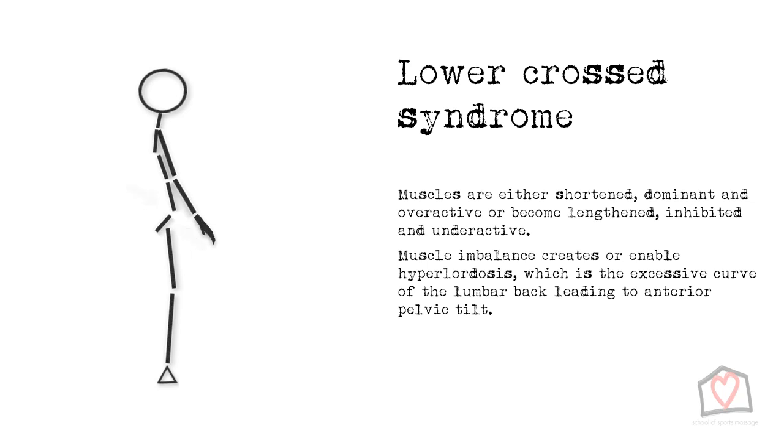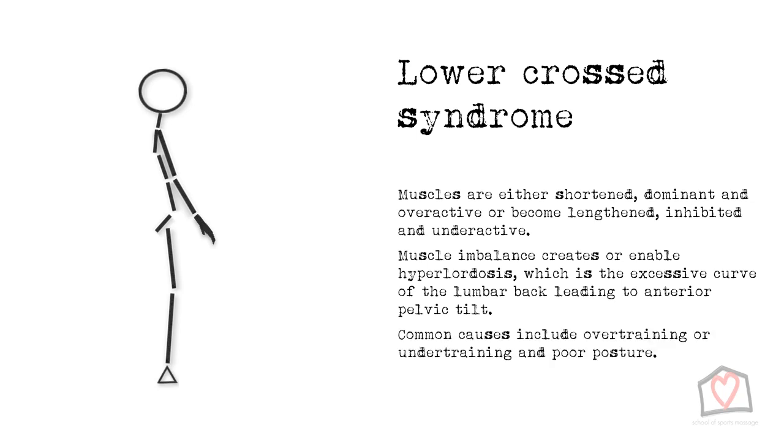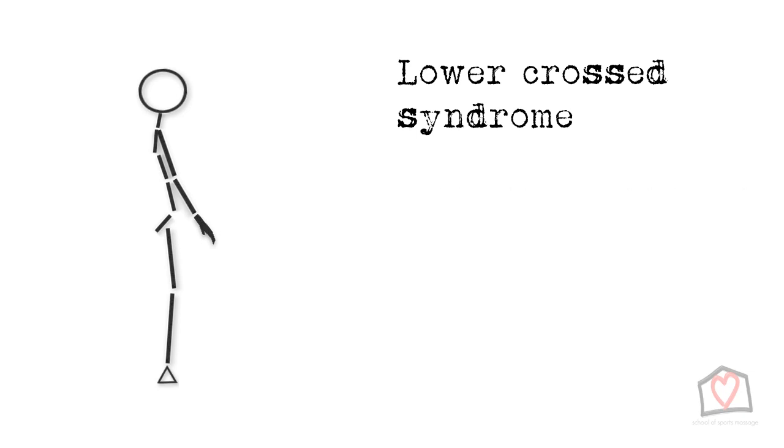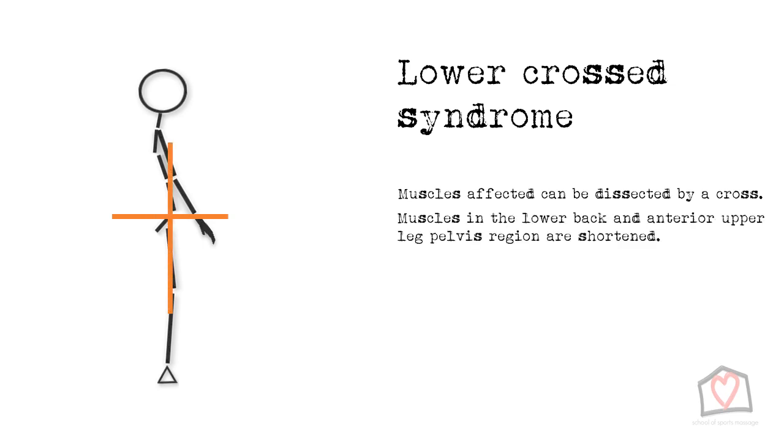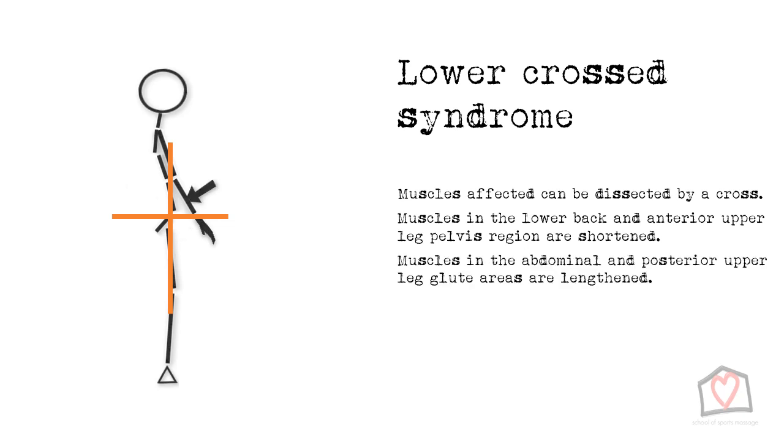Again, sit or stand like this for a while and see where you feel it. Common causes can be overtraining specific muscle groups or neglecting others. Poor posture is a very common cause. The muscles affected can be dissected by a cross, and the muscles found in the lower back and anterior upper leg pelvic region become shortened, while the muscles in the abdominal and posterior upper leg gluteal area become lengthened.